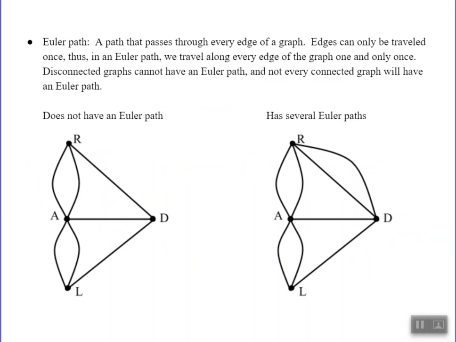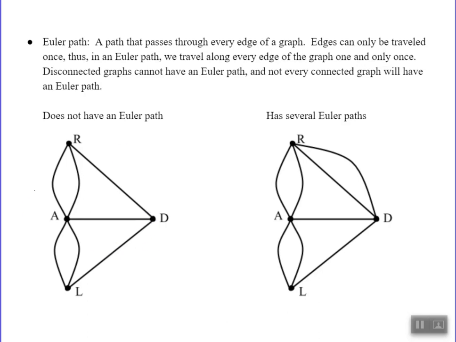Now, the big concepts, Euler paths and Euler circuits. A path that passes through every edge of a graph is an Euler path. Edges can only be traveled once. So, in an Euler path, we travel along every edge of the graph once and only once. A disconnected graph cannot have an Euler path. But not every connected graph has an Euler path.